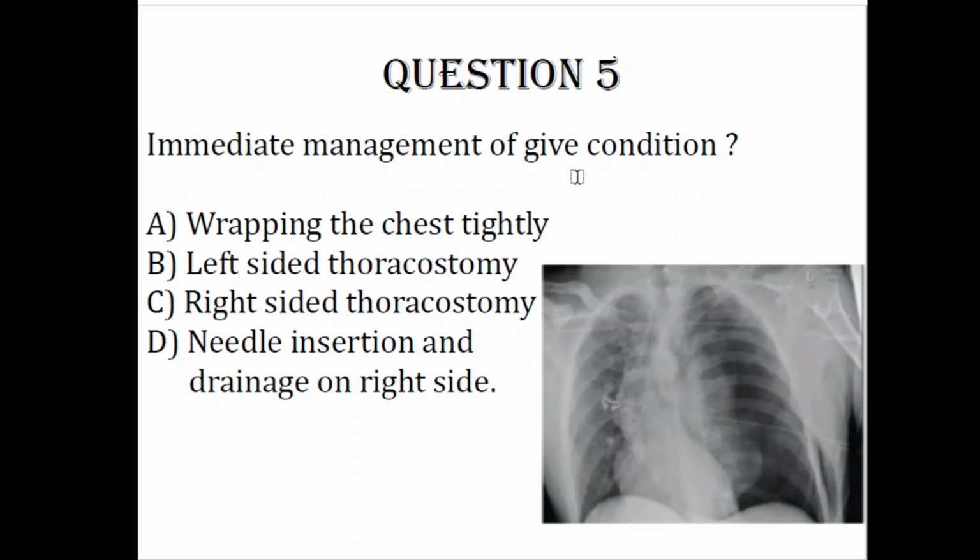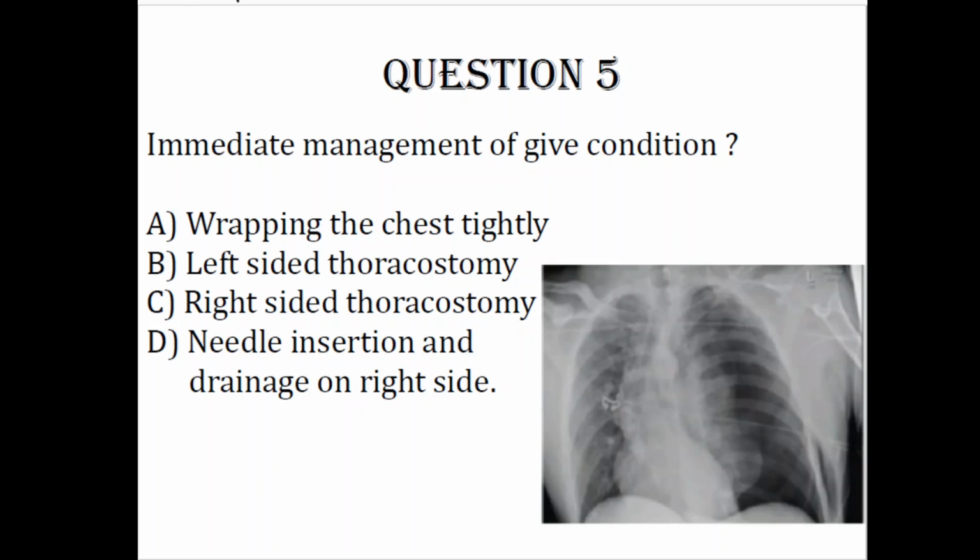Question number 5. The immediate management of the given condition is. Now look into this X-ray. On the right side of this X-ray, you can see that this lung has completely collapsed. The lung markings are absent here, while on the left side lung markings are present. This lung has completely collapsed. There is a mediastinal shift to the left.